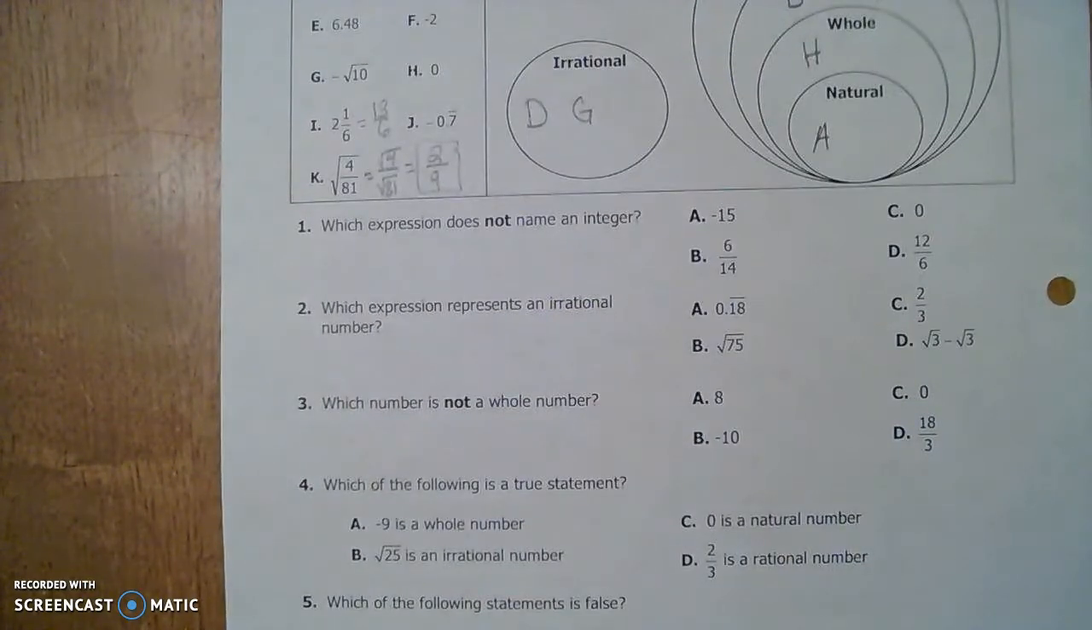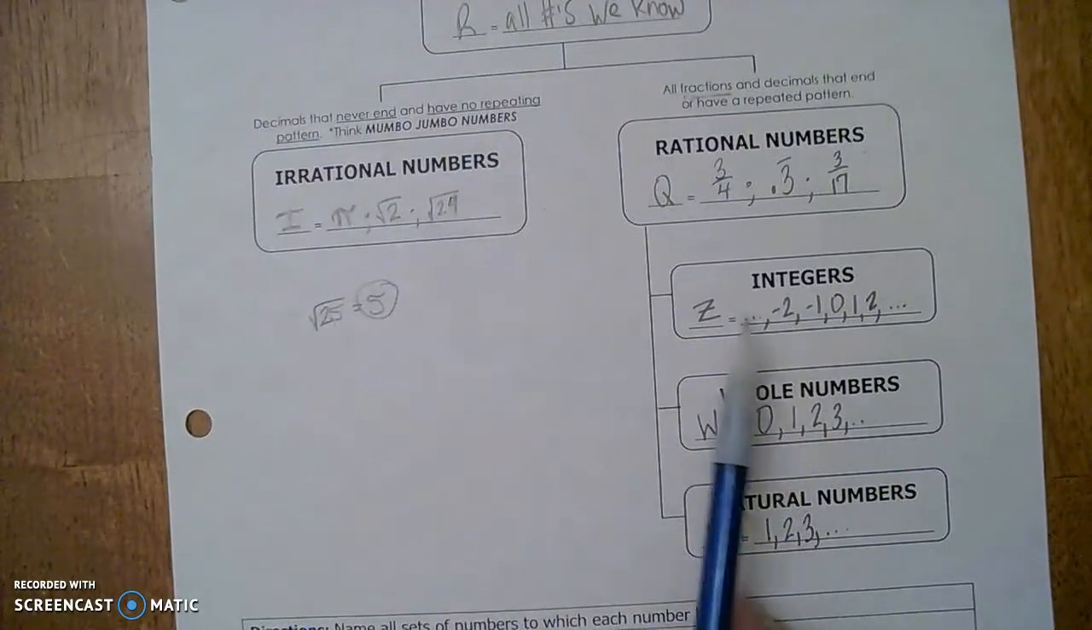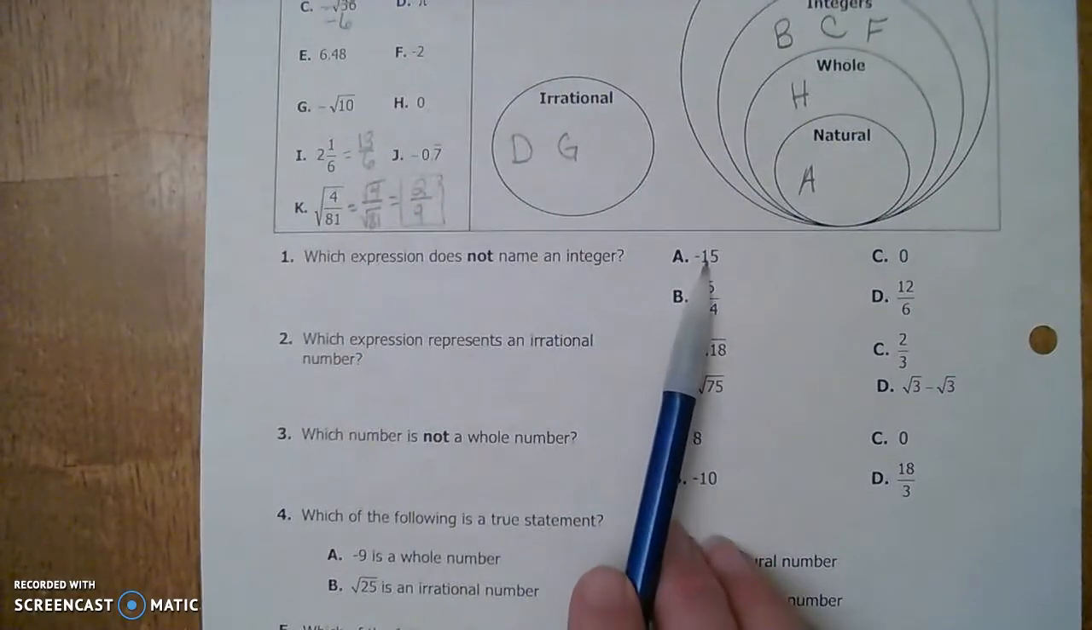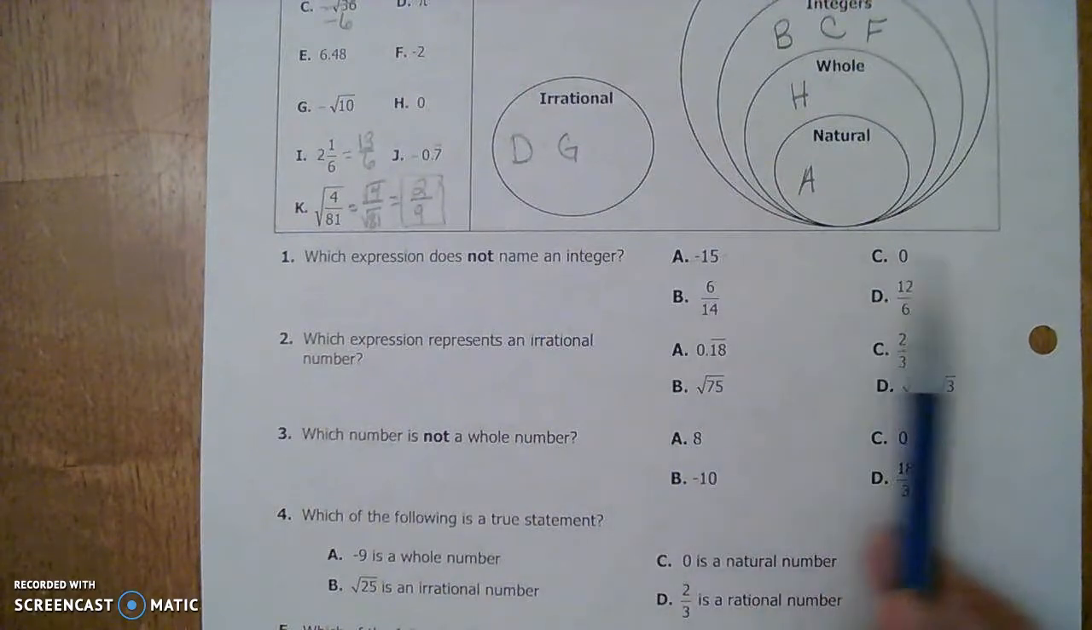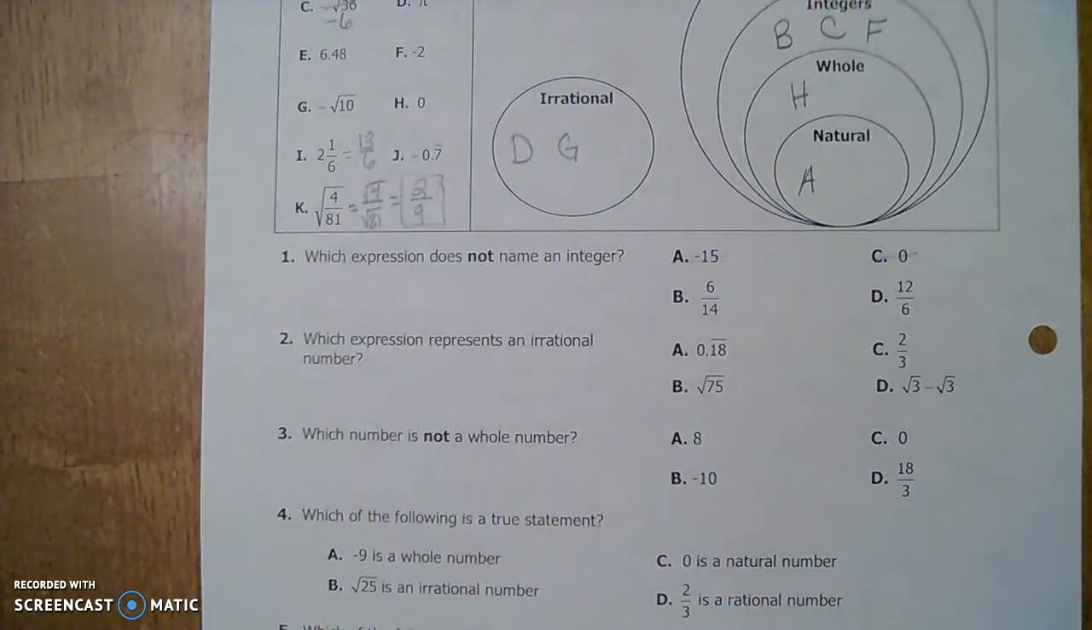Then we have some questions down here. Which expression does not name an integer? So again, if it's helpful, flip it back over to see what integers are. Positive and negative counting numbers. So this one is definitely an integer. This one is definitely an integer.